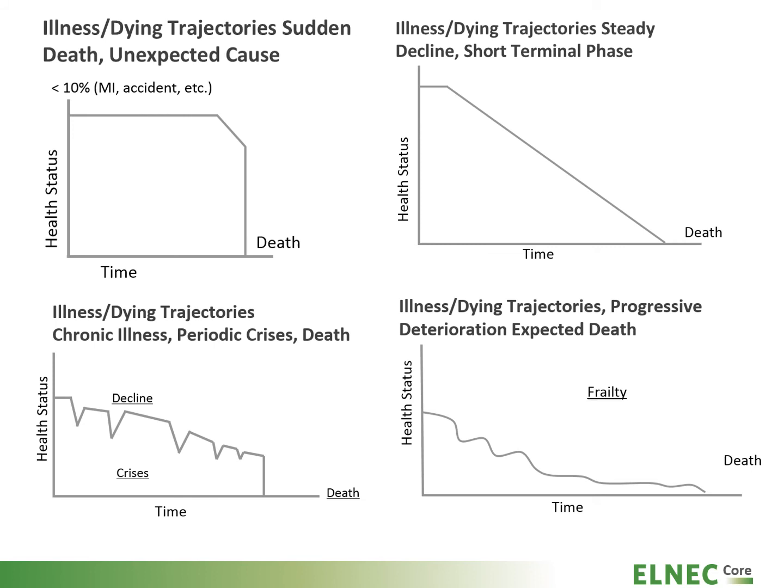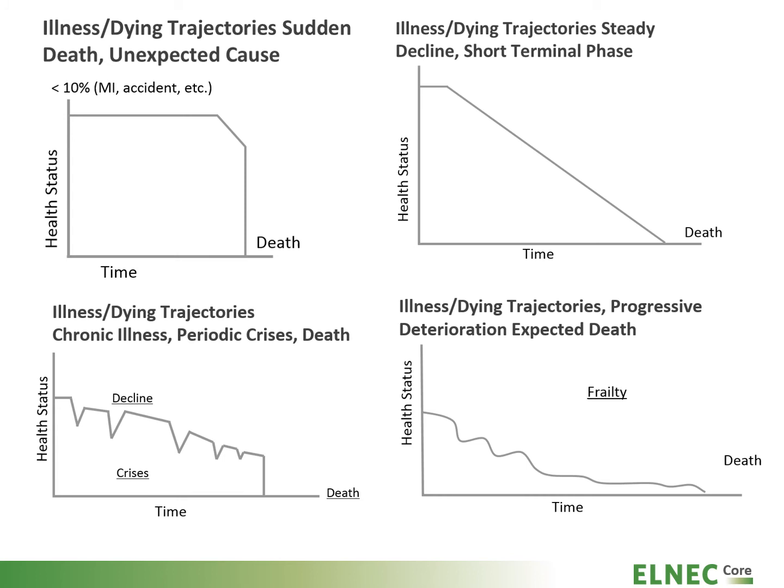So it's a very sharp, sudden death that occurs with that sudden death, hence sudden death. In that next top one, the top right, is talking about steady decline in short terminal phase. So there is the health state, there is that illness, and then there's a steady decline into that death. So an example would be something like pancreatic cancer, something that has a very short terminal period.